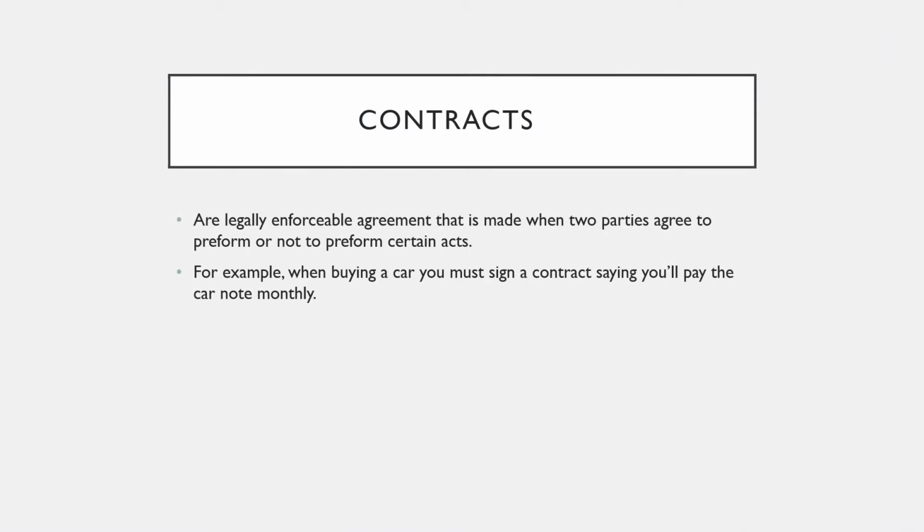Contracts are legally enforced agreements that are made when two parties agree to perform or to not perform certain acts. For example, when you buy a car, you have to sign a contract saying you'll pay the car note monthly for the designated amount of months.